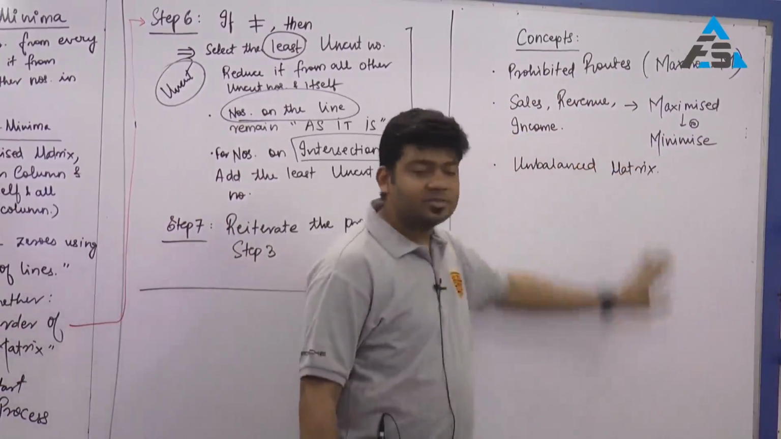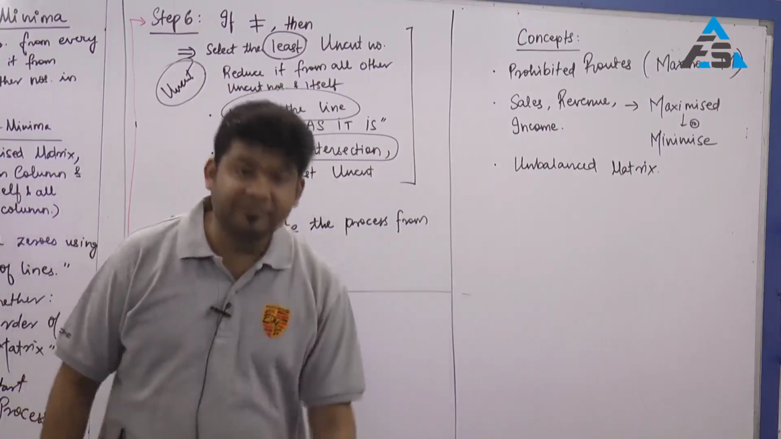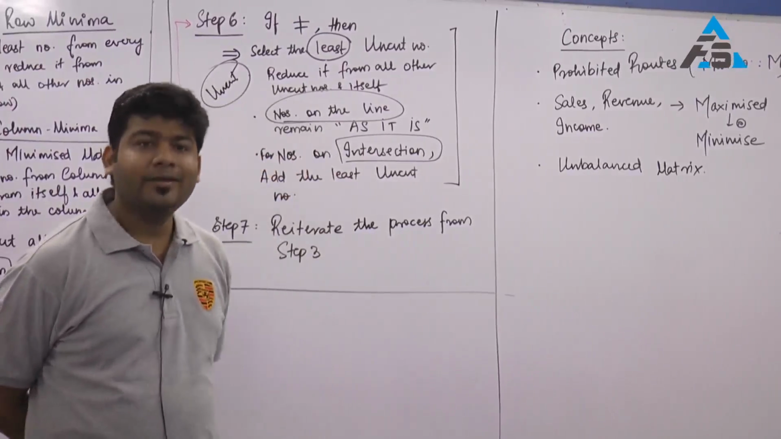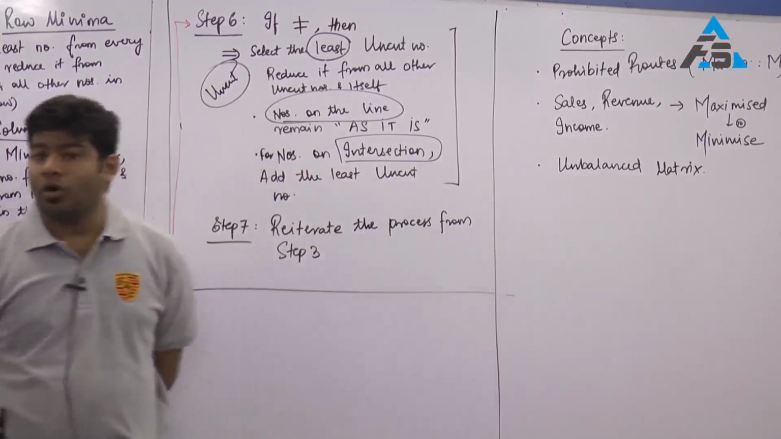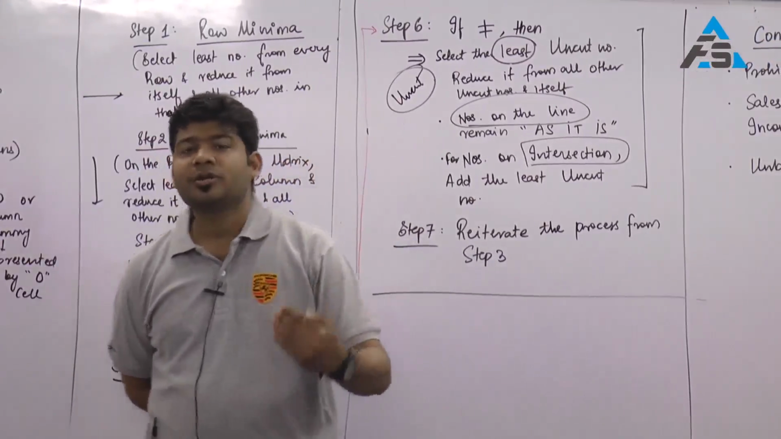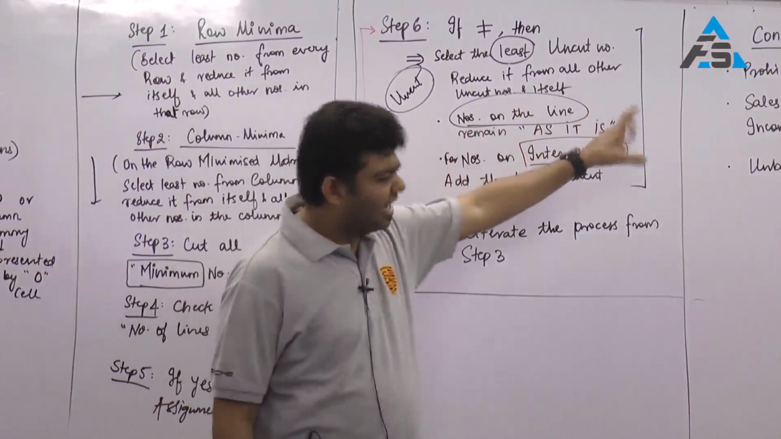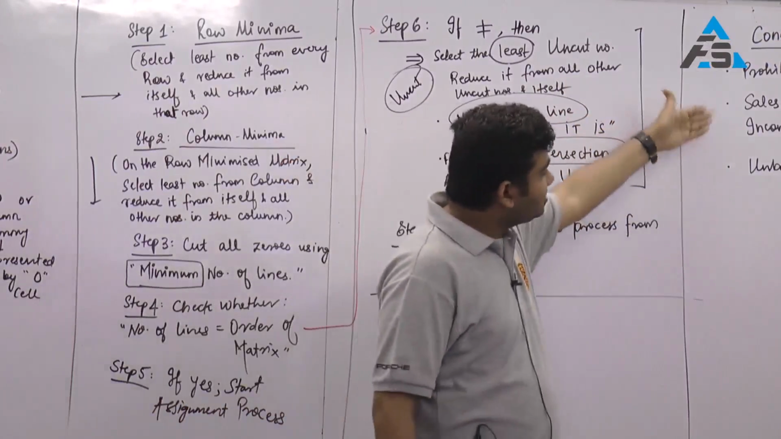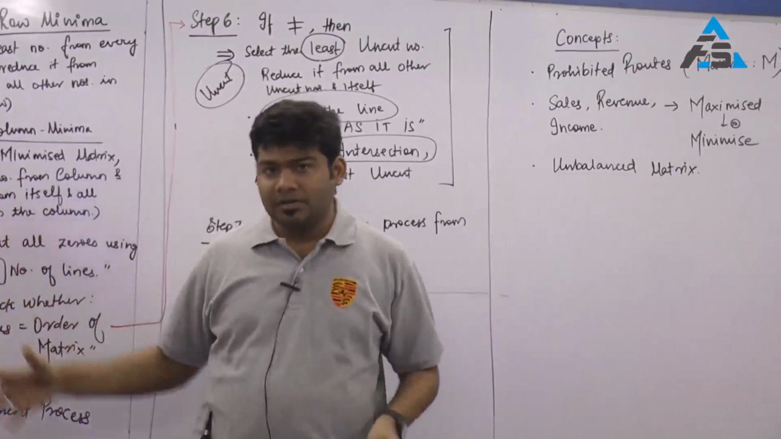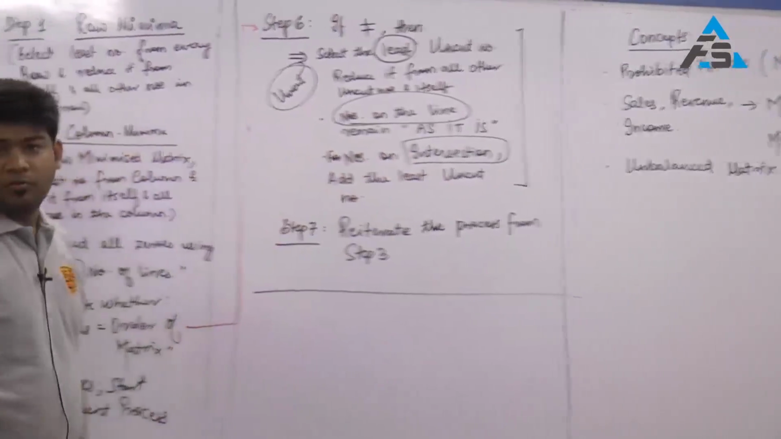Next is unbalanced matrix. What is an unbalanced matrix? Unbalanced matrix means where your number of rows is not equal to number of columns. Add a dummy row or a dummy column, as the case may be, balance it, and only then can you start with the assignment process. So this is how the process works. These are the major concepts on which the question can be asked. Again, in detail there are a lot of other things as well, but in a nutshell, this is how assignment works.